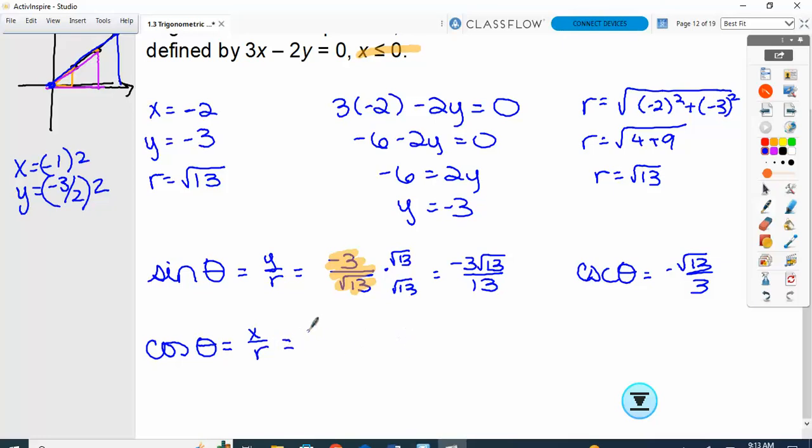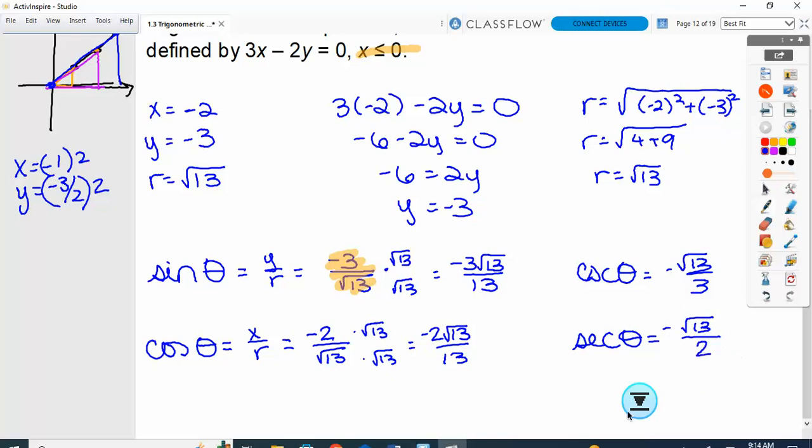Cosine is x over r. So x is negative 2, r is radical 13, but we know we've got to move that radical. So I get negative 2 radical 13 over 13. Secant, the reciprocal of cosine, what would that be? And it doesn't matter if you put the negative on the bottom or out in front or on top, they're all the same.